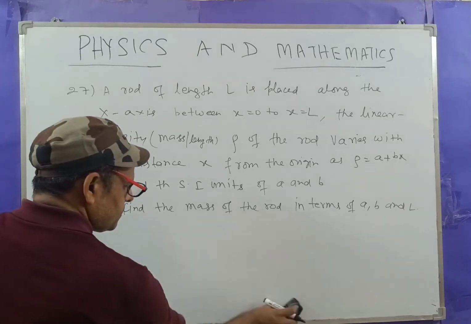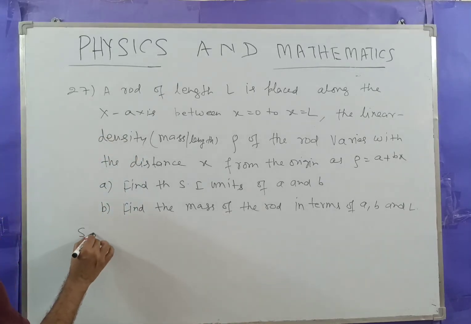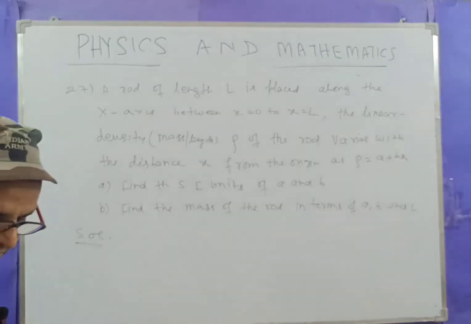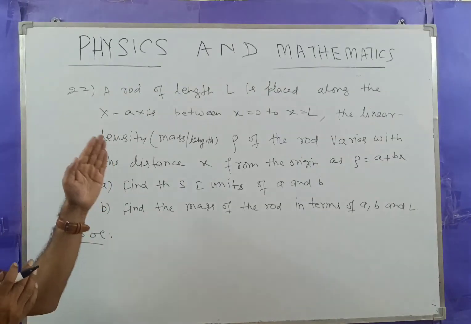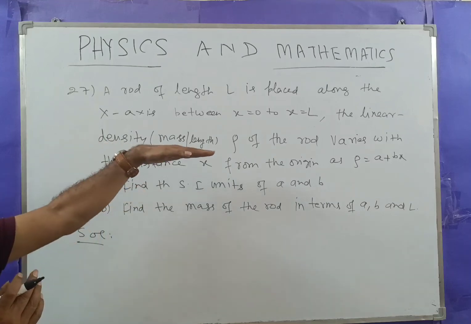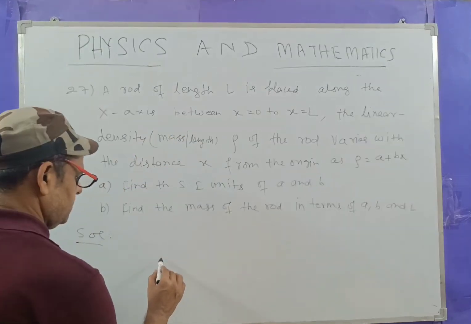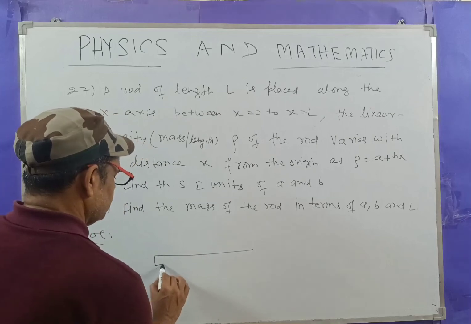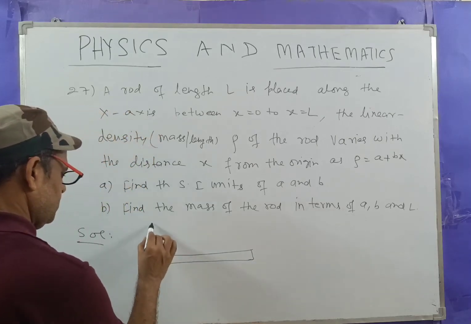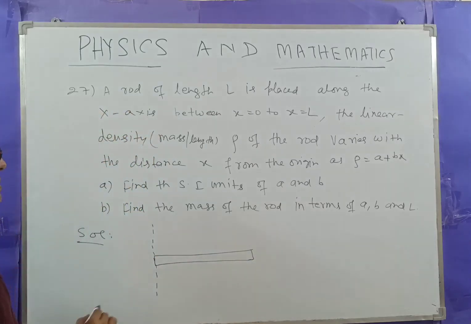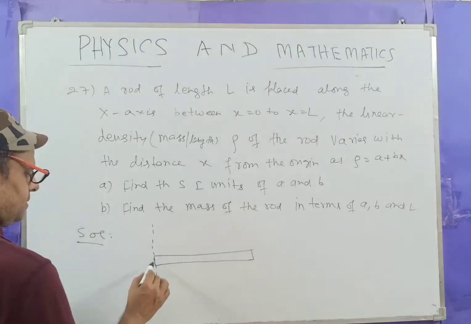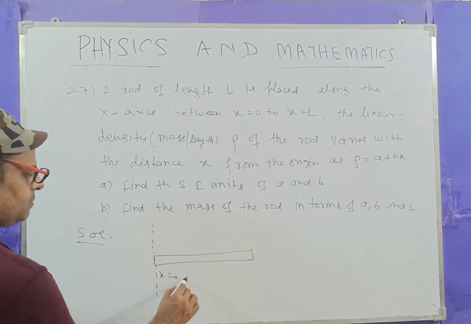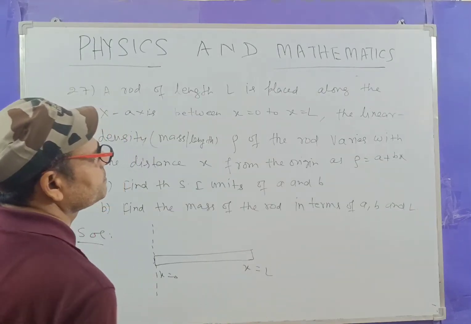So this is the question. First of all, understand the meaning of the question. A rod of length L is placed along the x-axis between x is equal to 0 to x is equal to L. This is the rod between x is equal to 0 to x is equal to L. That is, suppose this is x-axis, this is y-axis, from x is equal to 0 to x is equal to L.